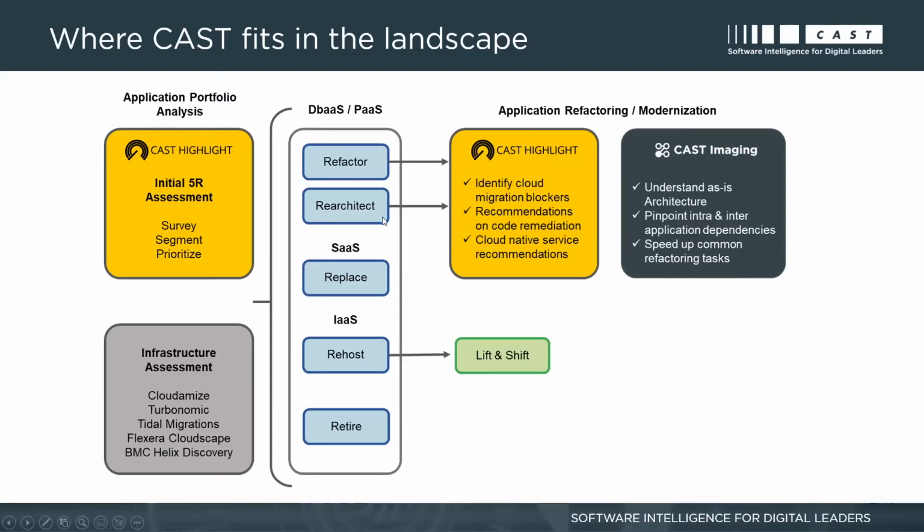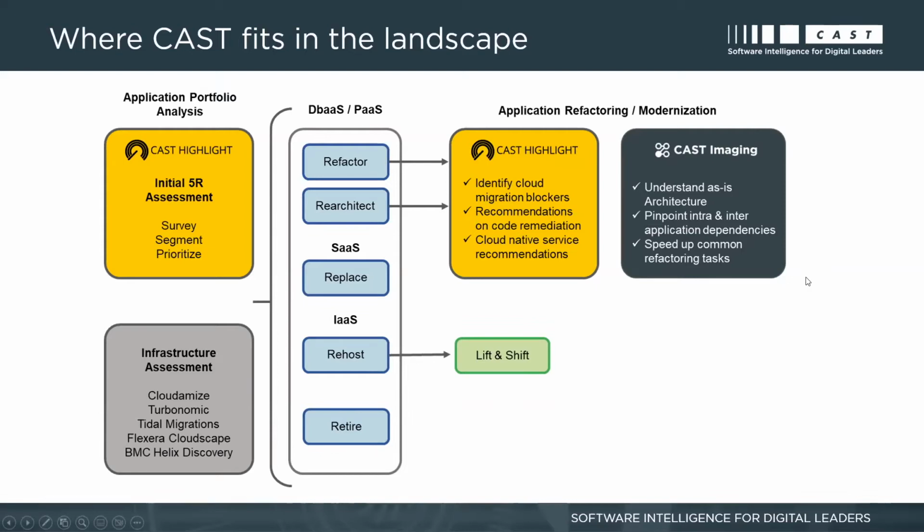Once you've started to segment and identify how you want to move applications to the cloud, for those apps that you want to become cloud native, you're probably going to need to either refactor or re-architect them. CAST Highlight will also be used again to start identifying what the specific blockers in the code are, what recommendations there are to remediate those blockers, and what cloud native services you could be using once you get the application up to the cloud. That's a second area where CAST Highlight is used.